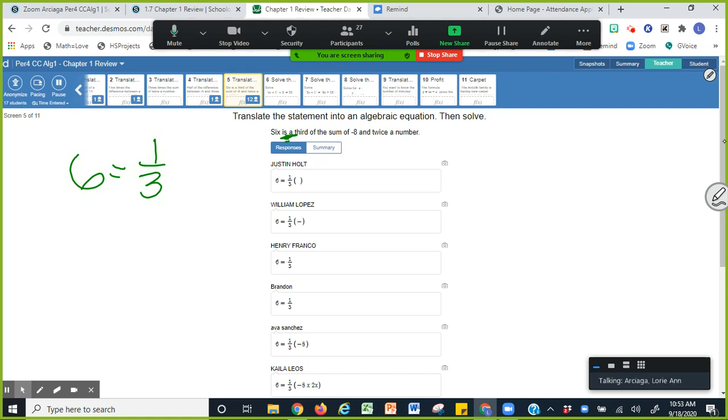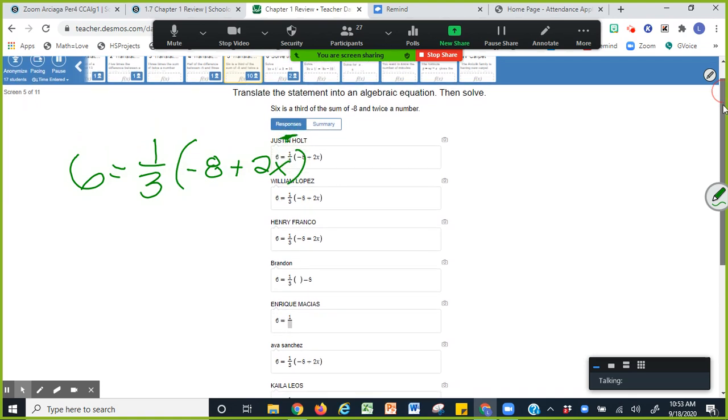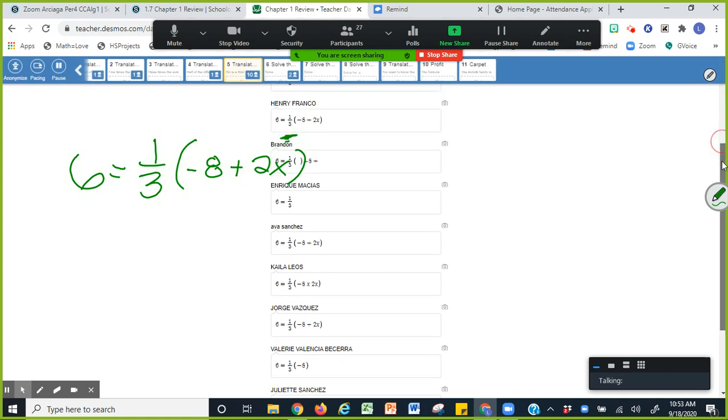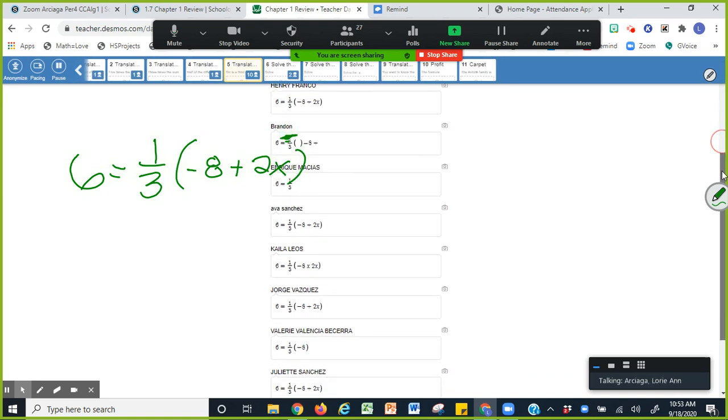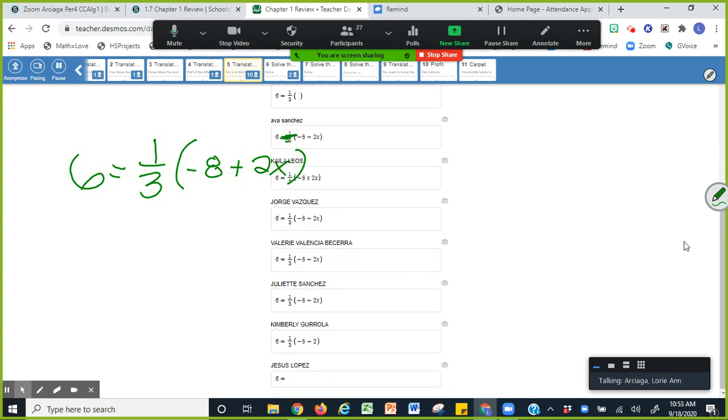Okay, so 1/3, and then sum of -8. That's -8. Sum of, and then -8 and twice a number. Very good, Ava. All right, and Kayla. So -8 plus twice a number. Awesome. Okay. Very nice. Cool. All right. Oh, Kimberly, you forgot your variable, honey.